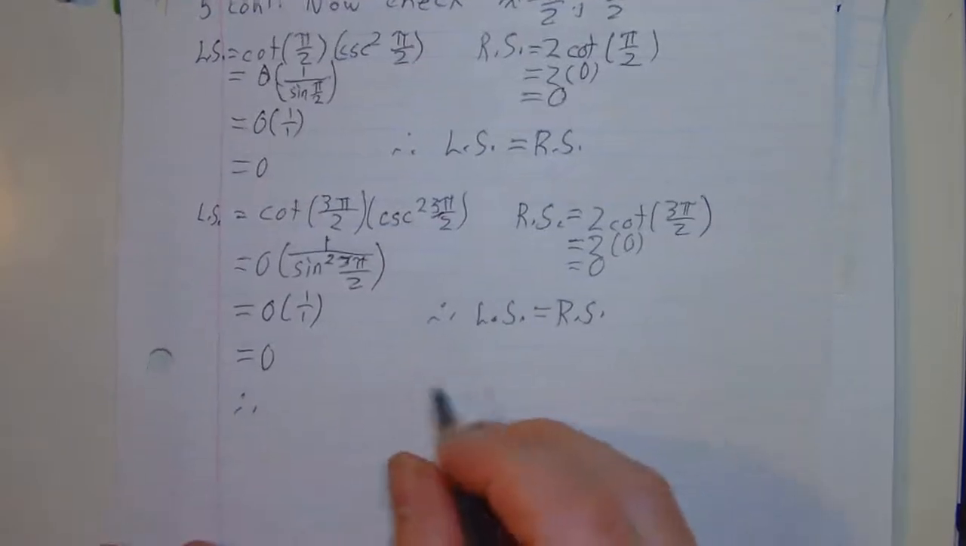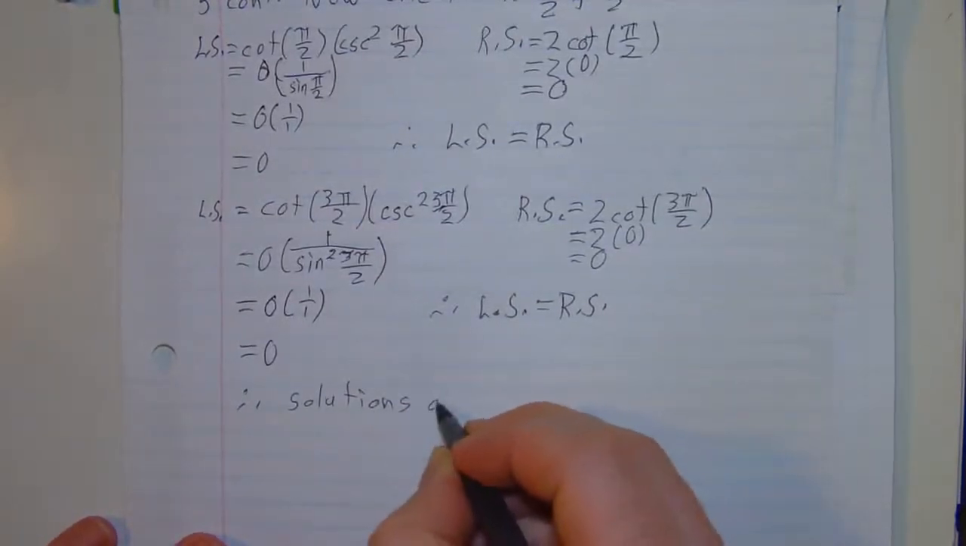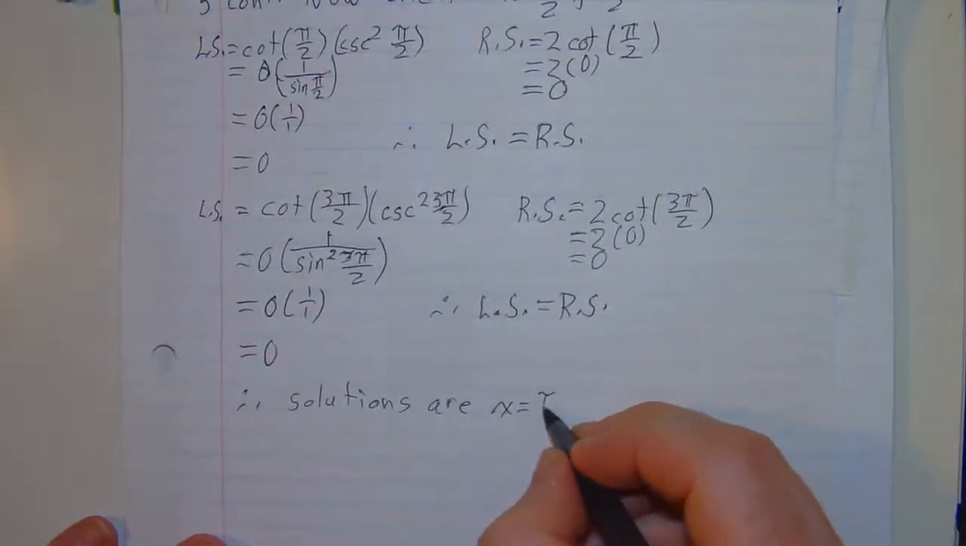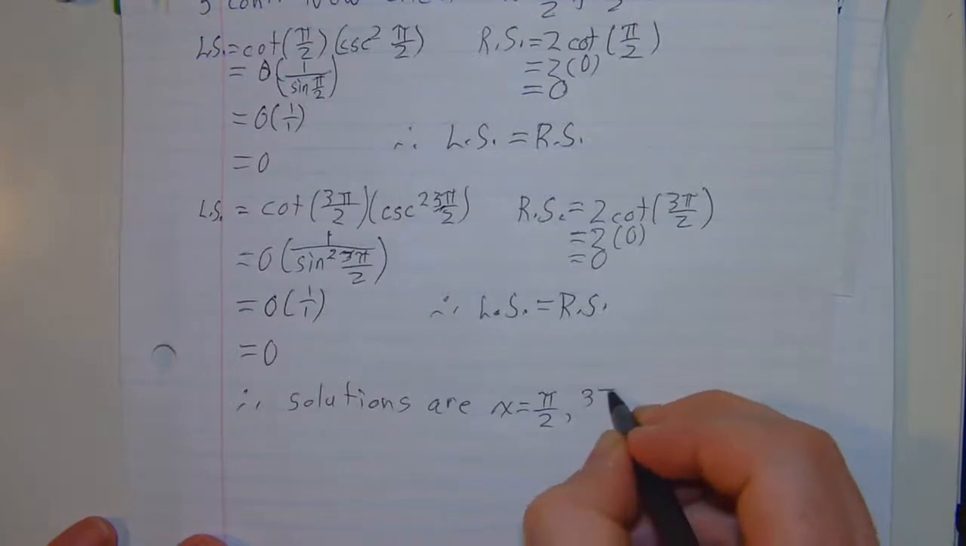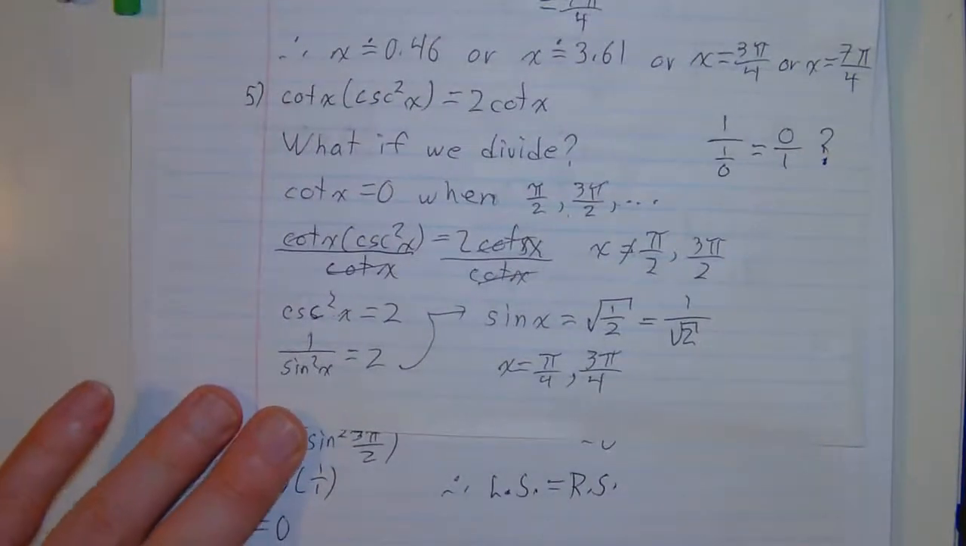And so, in conclusion, solutions are x equals pi by 2, 3 pi by 2, or the other two that we previously found, which are these ones right here, pi by 4, 3 pi by 4.